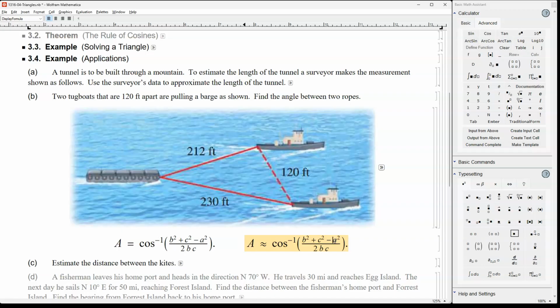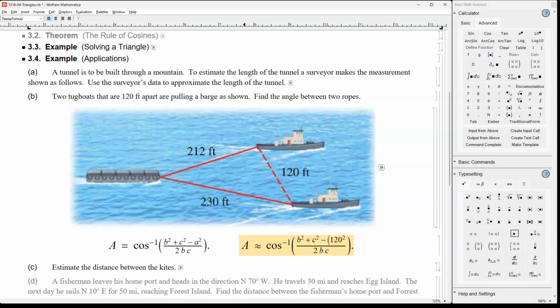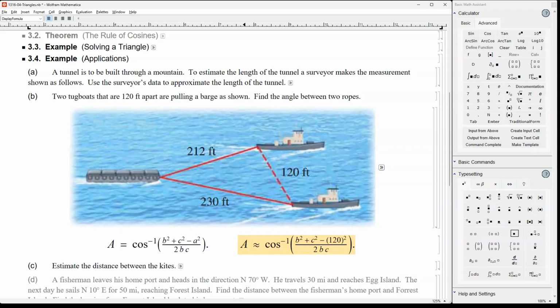And then opposite of A, this one is important. That's 120. And the others are not that important, so this one's b, so 212. And the other is 230. And then 212 times 230.